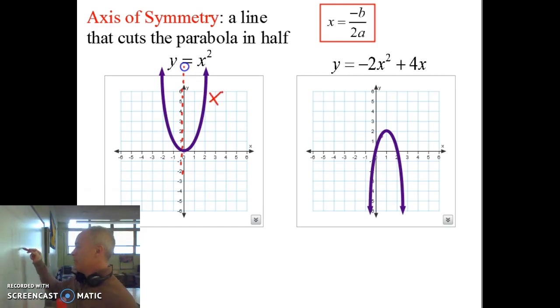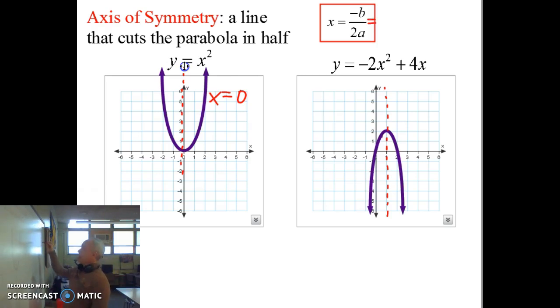It's x equals 0. The equation on the other side, negative 2x squared plus 4x. We can use the line of symmetry formula. It's x equals the opposite of b over 2a to determine what that line would be. I know you can look at it and estimate that it's going to be x equals 1. Let's make sure that this formula works.